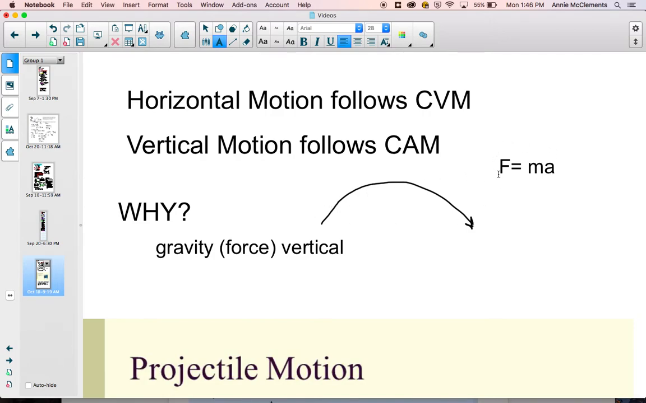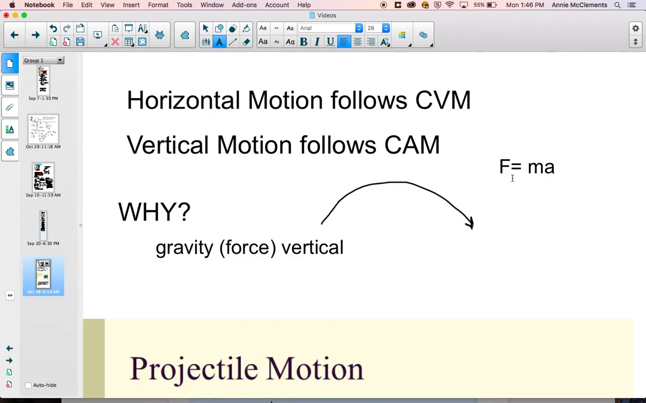So if there's no force on an object, there can be no acceleration. And since there's no force on this object in the horizontal direction, it has no acceleration. In the vertical direction, however, there is a force on it, gravity, so it has some acceleration. Don't get too caught up in the weeds on this right now, but I know that some of you are dissatisfied with me just telling you that you need to accept this. So know that it has something to do with forces and Newton's equation.